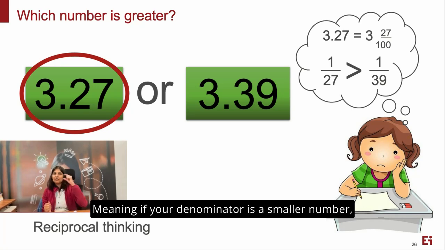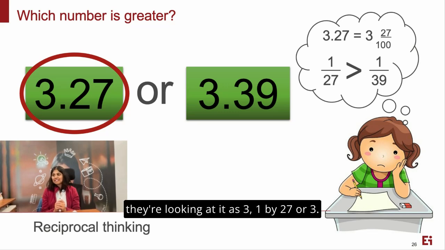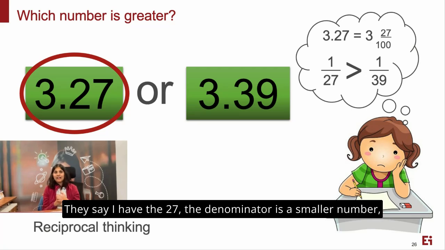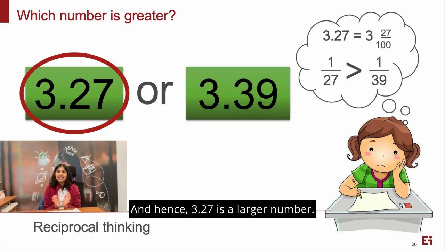Which means that if your denominator is a smaller number, the portion size is a larger size, right? Now, when they're looking at 3.27, they're looking at it as 1 by 27, or the 0.27 is 1 by 27, and the 0.39 is 1 by 39. And they say that, okay, I have the 27, the denominator is a smaller number, and hence that should be the larger one. And hence 3.27 is a larger number. Now, this is what research calls reciprocal thinking.